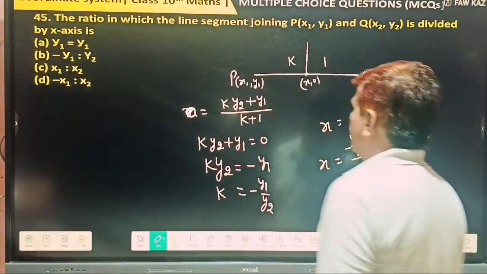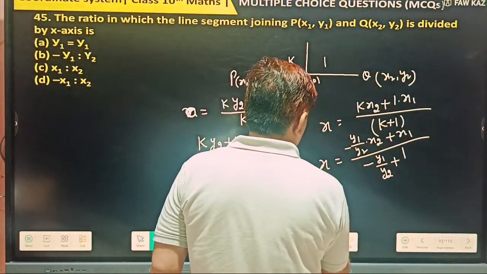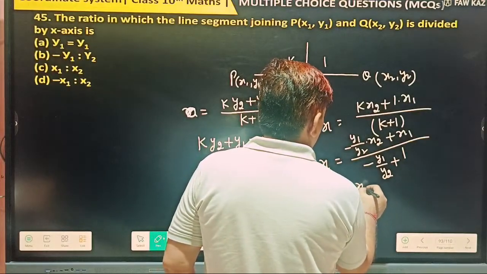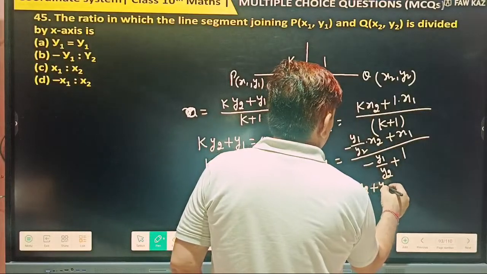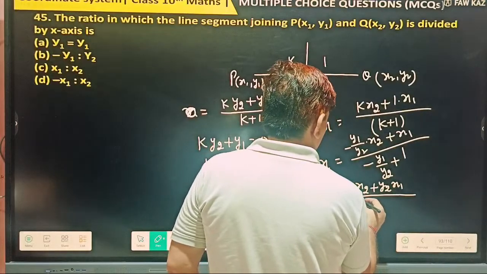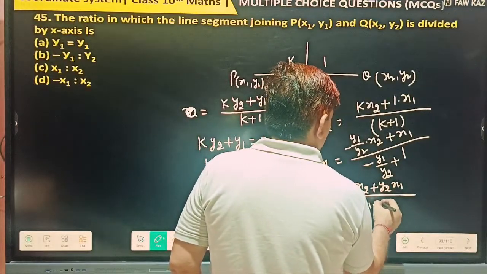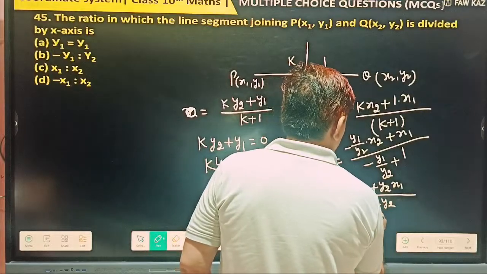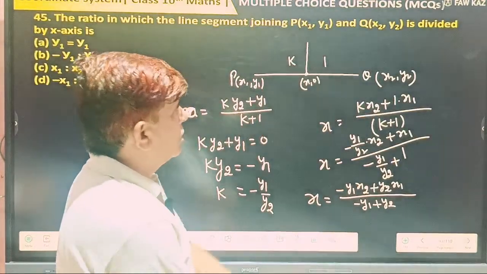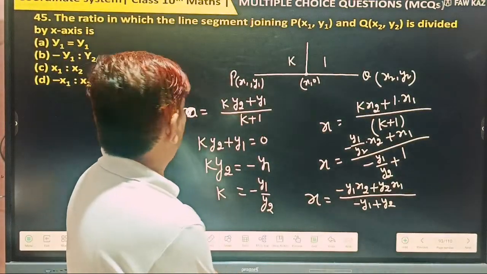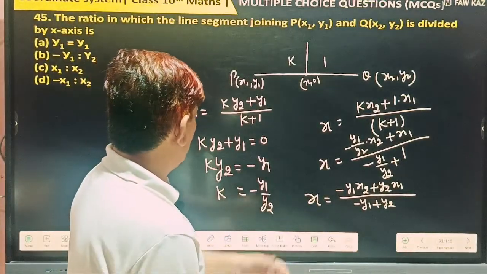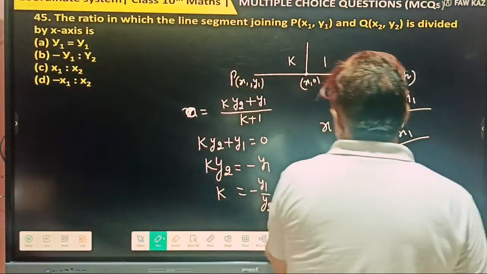So what's your x? x is equal to (minus y1 x2 + y2 x1) divided by (minus y1 + y2) divided by y2. y2 cancels y2. Got or not? So in which ratio? This method becomes difficult. What's the ratio? Sorry, this ratio is this. This need not be found out.